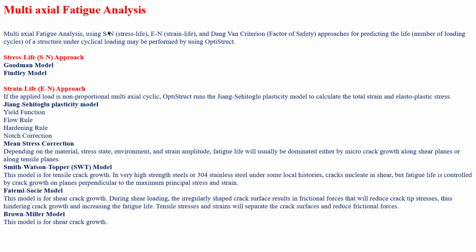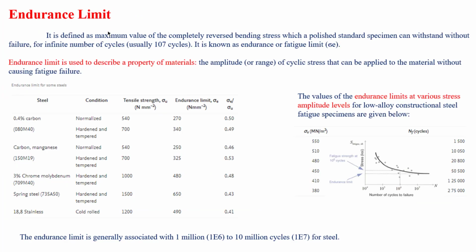Next one, the mean stress correction. There we have the Smith-Watson-Topper model, SWT model, which is very helpful to get the results for tensile crack growth. And when it comes to the Fatemi-Socie model, we have the shear crack growth, and the same with Brown-Miller, it will also help you get the shear crack growth. I have used this Brown-Miller. When it comes to Fatemi-Socie, I haven't used it at any time. So please go through these things and try to implement them while you're running the analysis. If you're totally new, please do research and do the analysis, and then you will get to know.